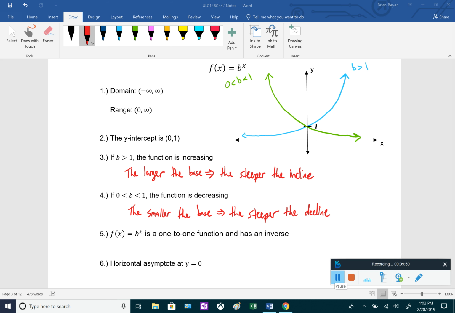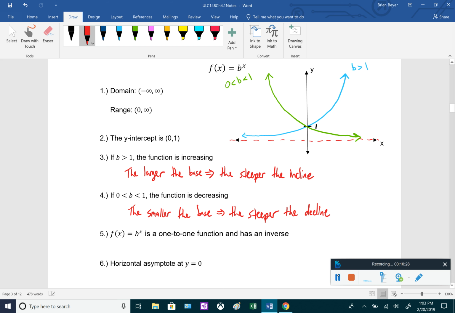Exponential functions are one-to-one functions. One-to-one functions, if you remember, pass what we call the horizontal line test, meaning anywhere we draw a horizontal line, it's going to intersect at only 1 point, no more than 1 point. If it passes the horizontal line test, that's what we call a one-to-one function. That means it's going to have an inverse function, which we'll be getting to in 4.2, I believe.